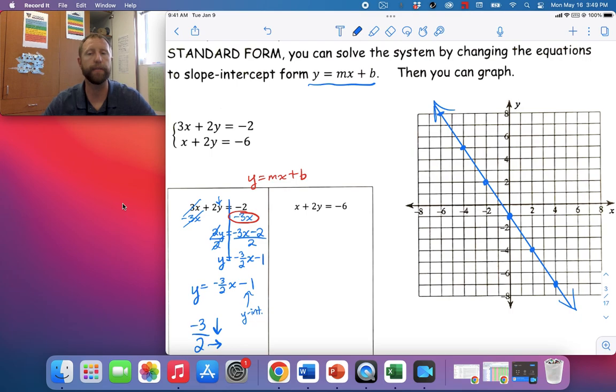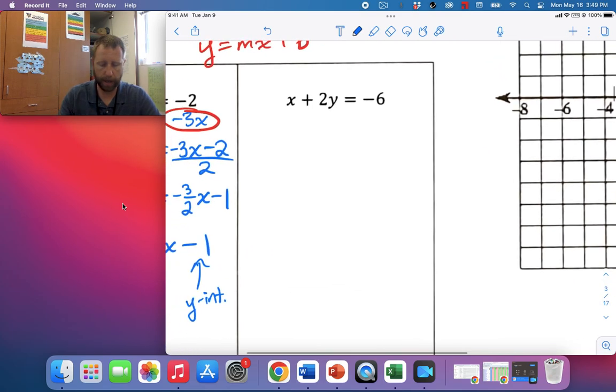That's the line that goes with that first equation. For the second equation, I'm going to do the same thing. I'll change colors here real quick. I'm going to get y alone.